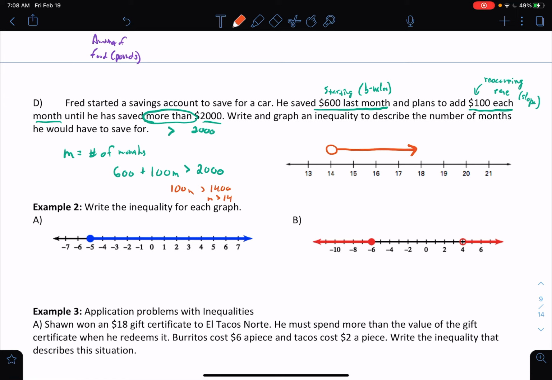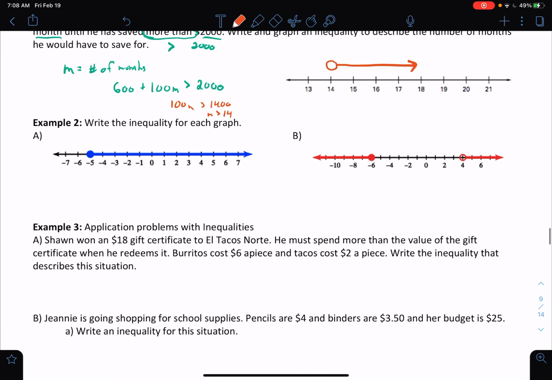All right, so there we see another type of application problem, that one in slope-intercept form, kind of. We've got a starting place and we've got a recurring rate. All right, but we got to be looking for those key phrases which tell us what type of inequality symbol we're dealing with. All right, so let's move on.